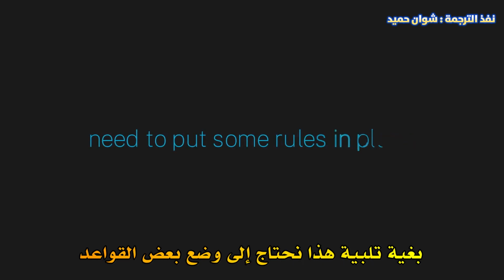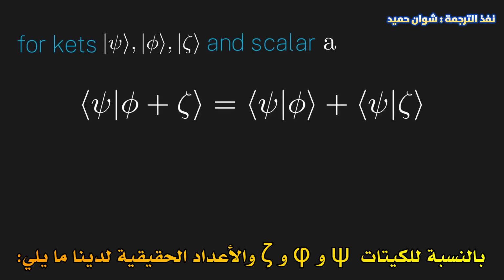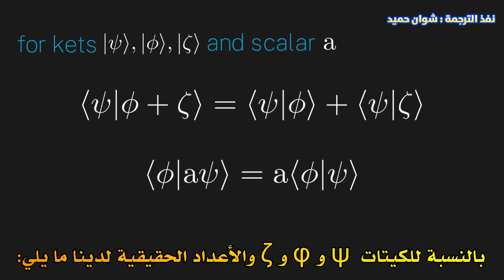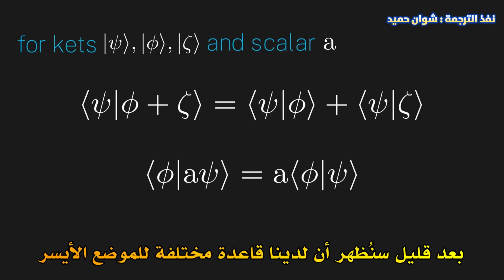Now, remember that we want an inner product in order to define things like length, which should be a real positive number. In order to do this, we need to put some rules in place. First, the inner product should be linear in the right-hand position, meaning for kets psi, phi, and zeta and scalar a, we have the following. This just follows our intuition from the dot product. In a bit, we'll show that we have a different rule for the left-hand position.